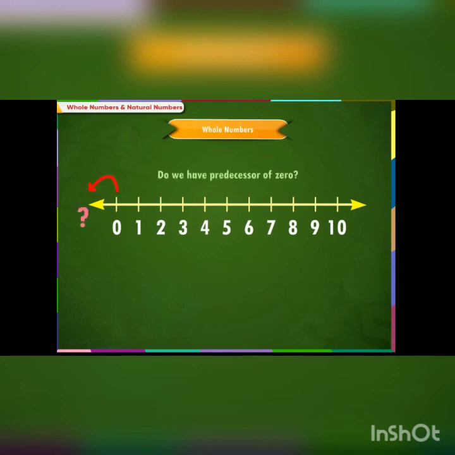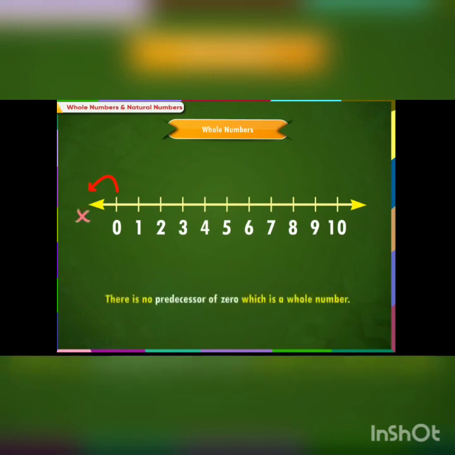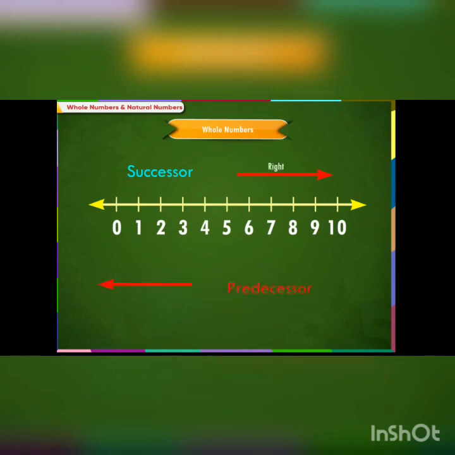Do we have a predecessor of 0? No, we don't have any predecessor of 0, which is a whole number. The successor of a whole number lies just to the right of the number, and the predecessor of a whole number lies just to the left of the number.